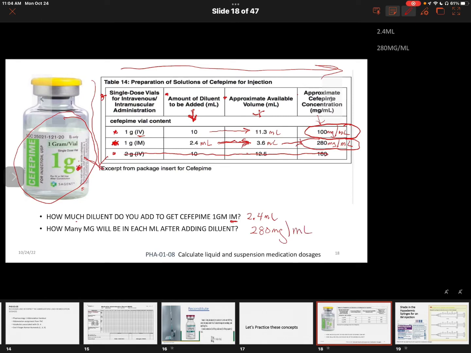You're going to have some charts, and you're going to have some drug dosage calculation scenarios, and it's going to require that you look at the chart and read the chart.